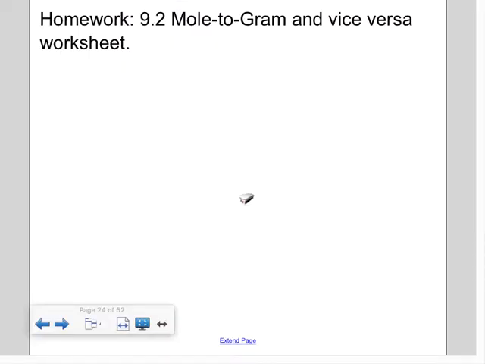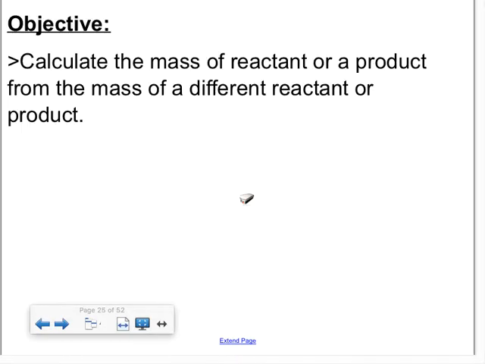Okay, so the last video that you guys watched was section 9.2, looking at converting moles to grams and grams to moles in stoichiometric problems. And so now we're really going to throw another conversion factor in for you and just take it up a notch if that's okay with you. Today we are going to go from mass to mass. So you're going to start with grams of one substance and convert it to grams of a different substance.